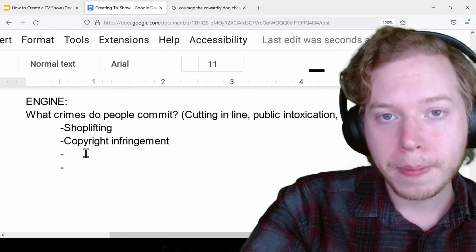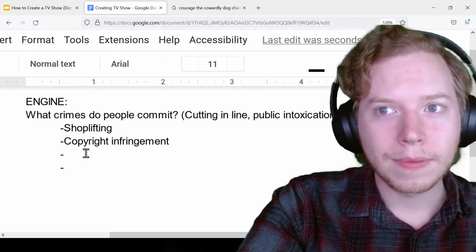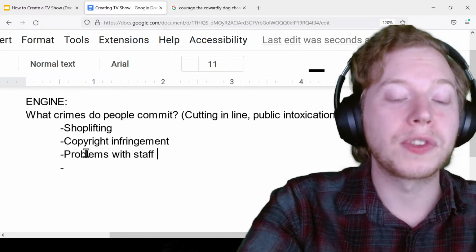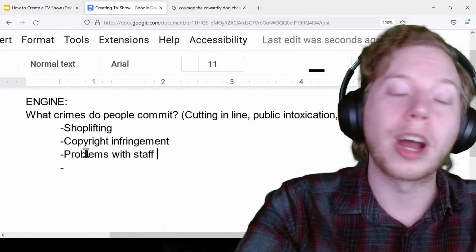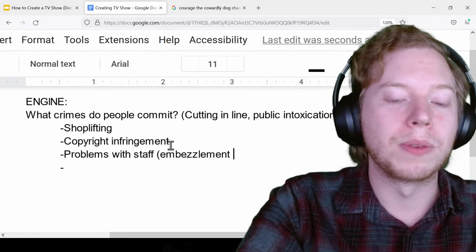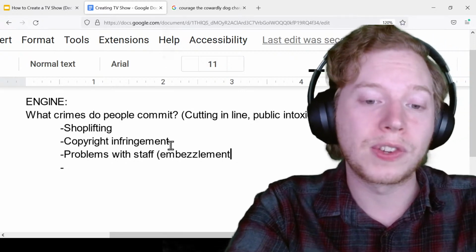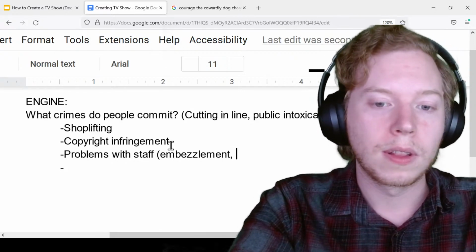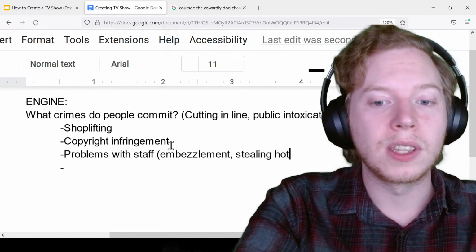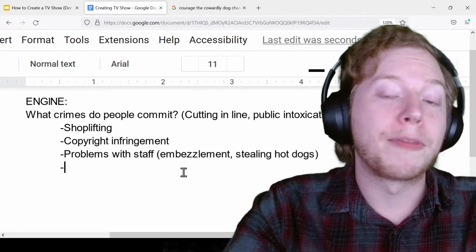Shrinkage, like the staff stealing something or problems with the staff. Okay, so the staff could commit some crimes themselves, sure. Like embezzlement, or taking money from the register, or things along those lines. They're referred to as cast members. Cast members, that's right. Stealing the hot dogs. Yeah, we can have problems with the cast members.